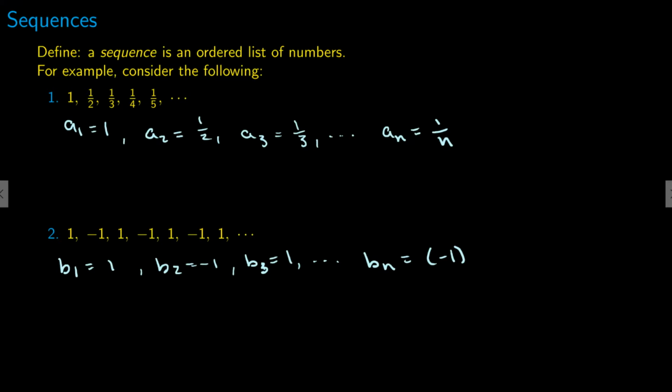-1 to some power, and we need to check the powers. If we just put n here, when n equals 1, I would have -1, but my B1 term is positive, so I can adjust this by putting +1 there.